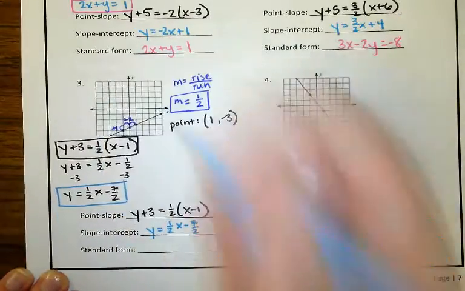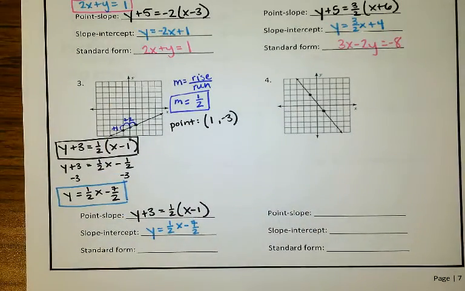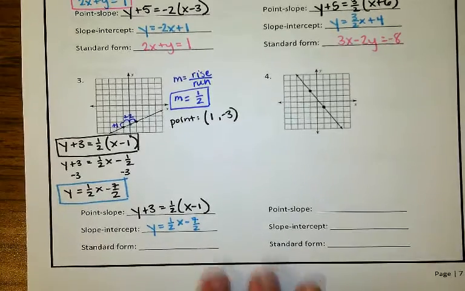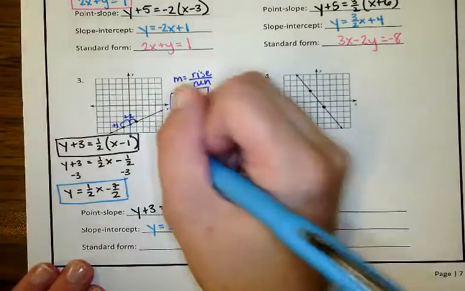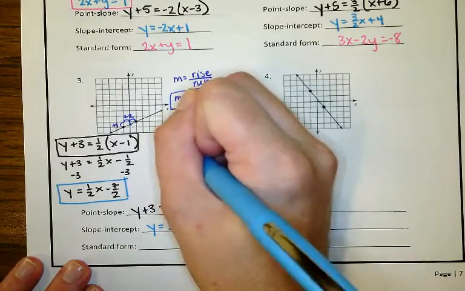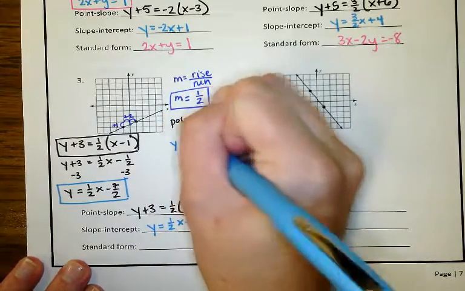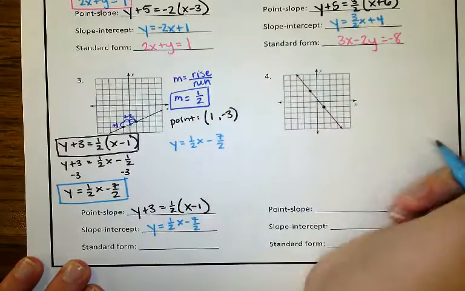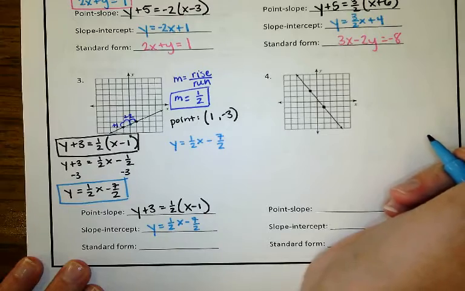Okay, now we're going to go over here, and we are going to convert our slope-intercept form into standard form. Okay, so right here we are going to go ahead and subtract our 1/2 x from both sides.